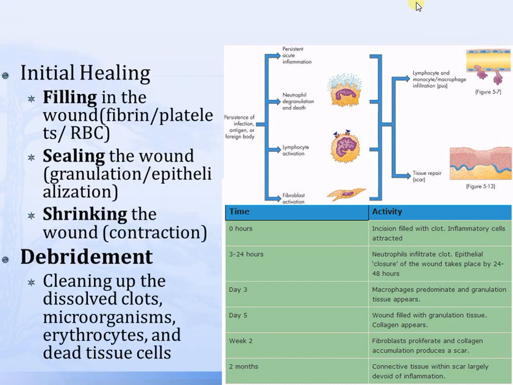And then you can see the step-by-step. So you have the filling where you fill in the hole, and then the sealing when you start lining up with the epithelium, and then the shrinkage, the contraction between the actin and myosin. And then debridement is talking about destroying the tissue underneath. And in a clinical setting, you can do debridement where you cut the tissue off, but this is talking about maybe the body destroying the extra tissue in there.